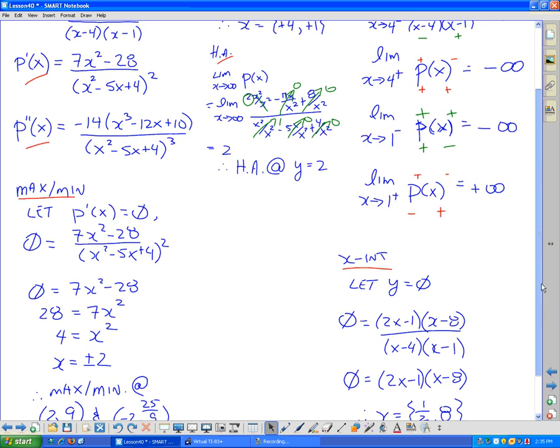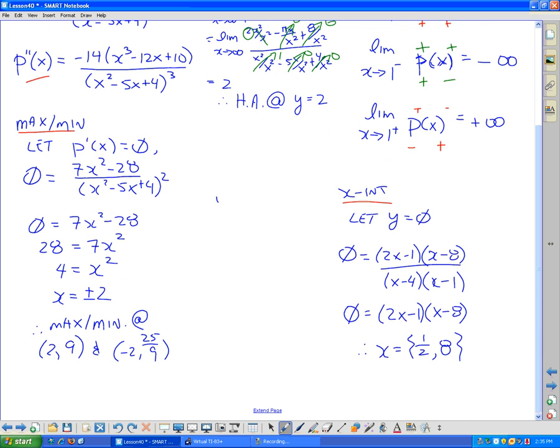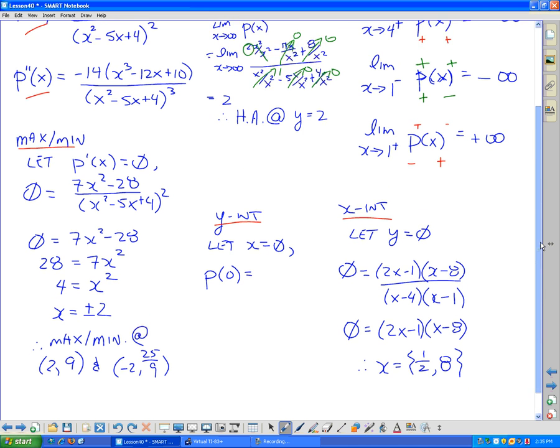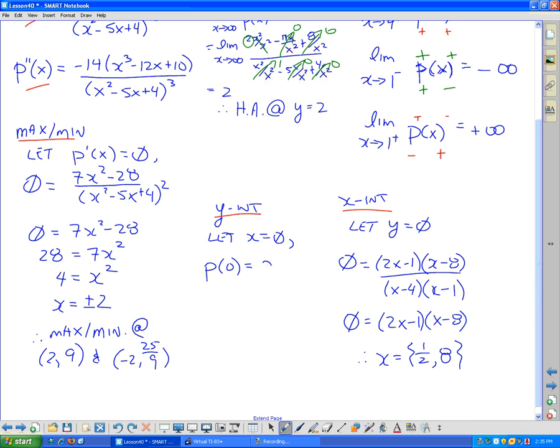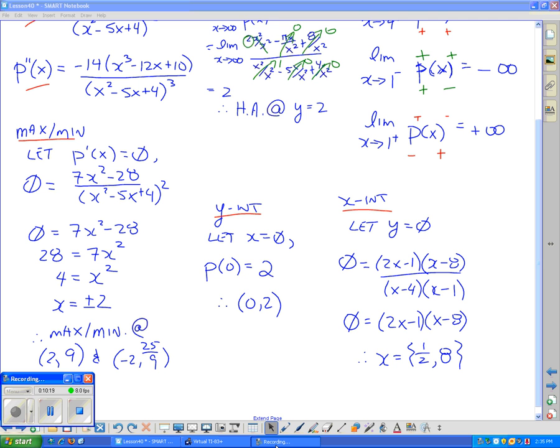All right, and then let's grab a y-intercept just to finish this off. For my y-intercept, we let x equal 0. So the function p at 0 would equal, back to the original function, 8 over 4, which gives us a value of 2. So therefore it's (0, 2). Now we have a whole bunch of information that we can plug into the graph.